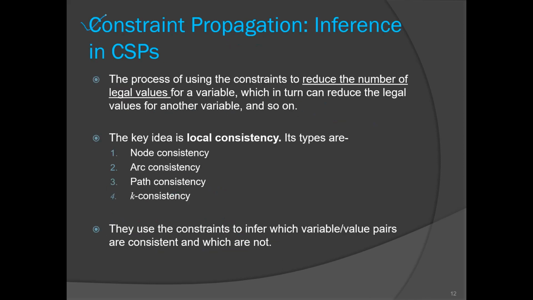Now we'll start with constraint propagation. This is one inference technique in CSP. We will see how to infer the solution in a CSP with the help of constraint propagation. What do you mean by constraint propagation? It is a process of using the constraints to reduce the number of legal values for a variable, which in turn can reduce the legal values for another variable, and so on.